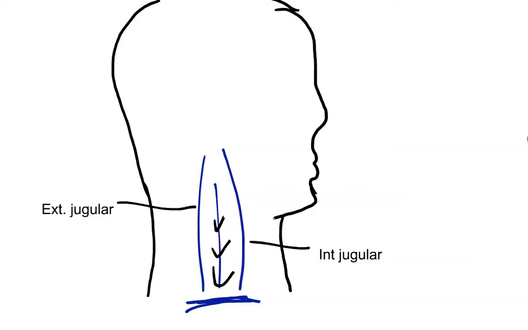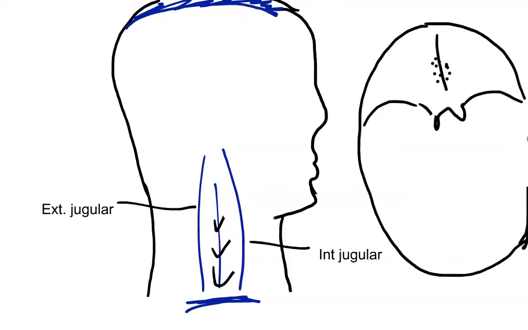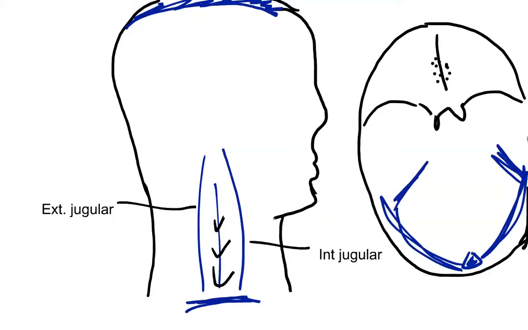Now, a lot of the blood from the brain drains into the superior sagittal sinus, or into any of the other various sinuses that go around the skull. From the superior sagittal sinus into the transverse sinuses, sigmoid sinus, superior petrosal, cavernous sinus.